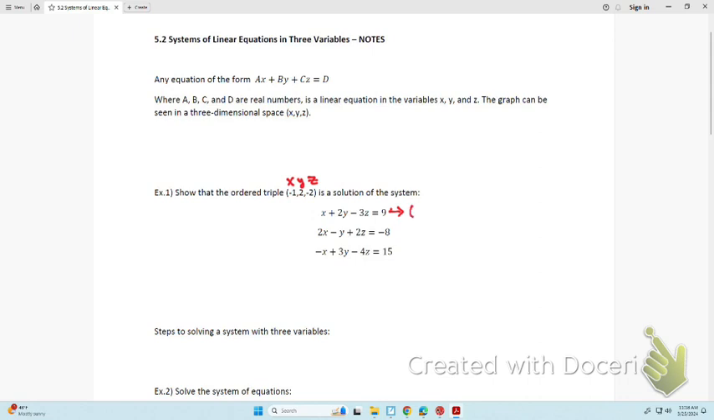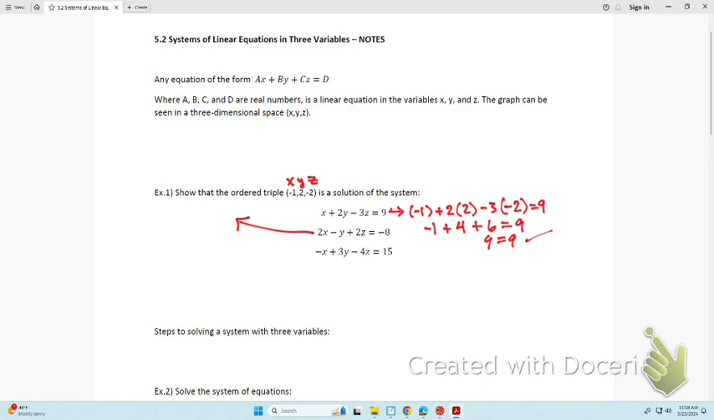So we're going to go -1 plus 2 times 2 minus 3 times -2. So we get -1 plus 4 plus 6, and it does look like it equals 9. Now all 3 have to give us true statements.